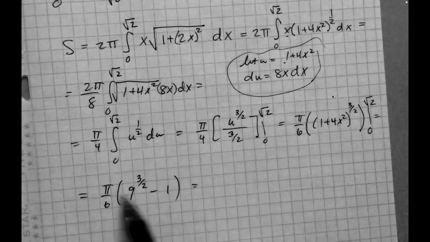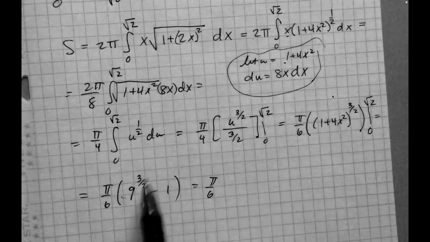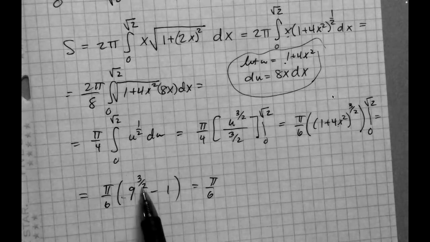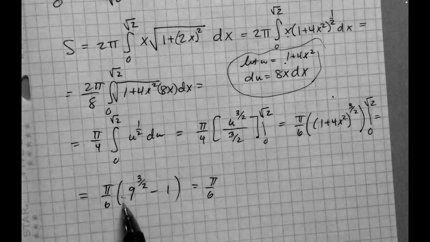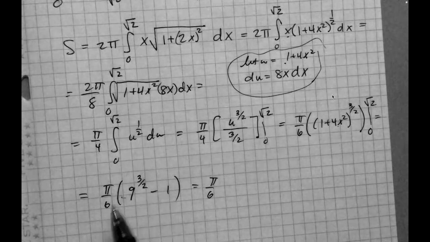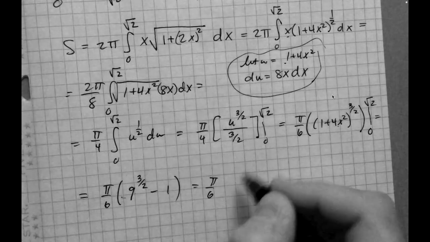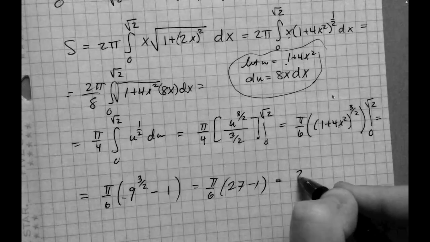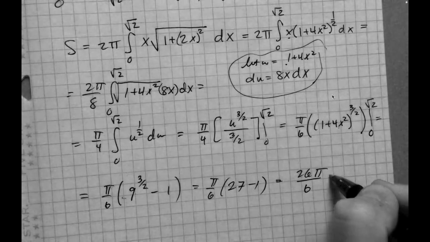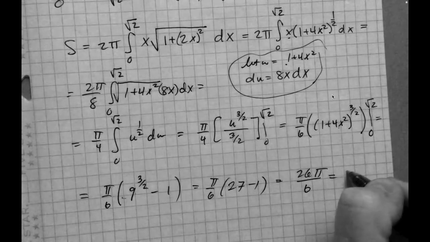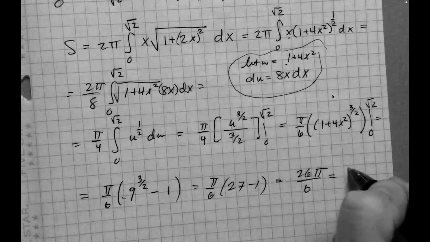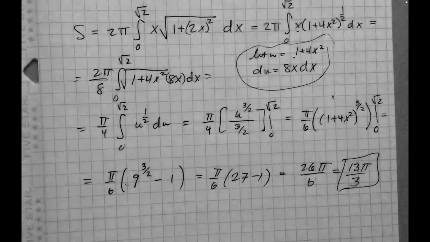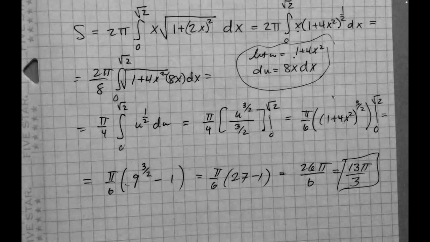And this one actually we can probably figure out precisely because 9 is a square. So the square root of 9 is 3, so 9 to the 1/2 power is 3. And then 3 cubed is 3 times 3 is 9 times 3 is 27. So this would be 27 minus 1, so 26 pi over 6, which is 13 pi over 3. Perfect. Okay, there we go.